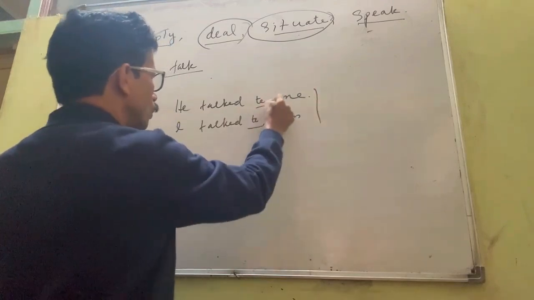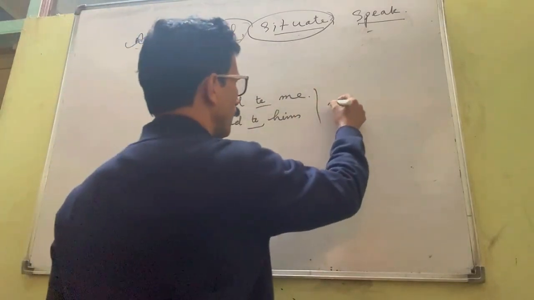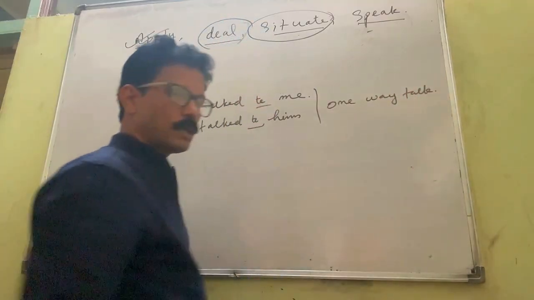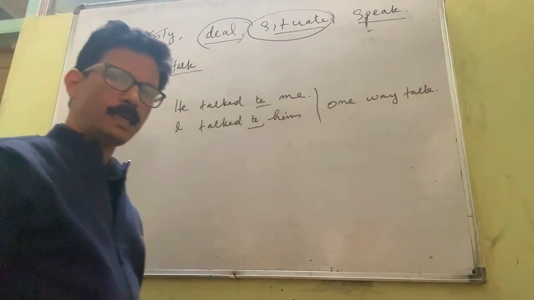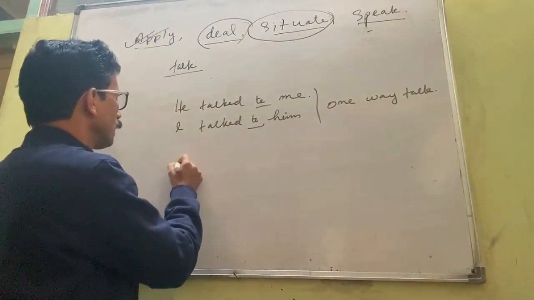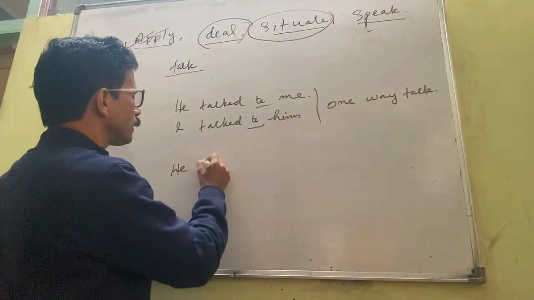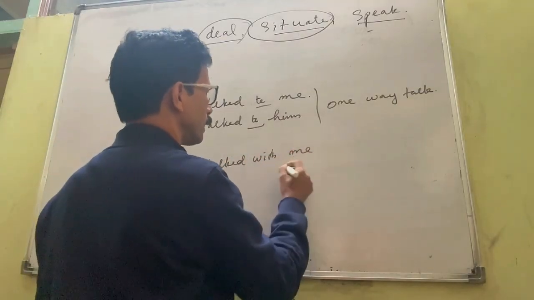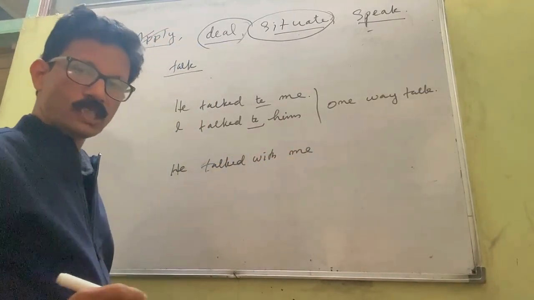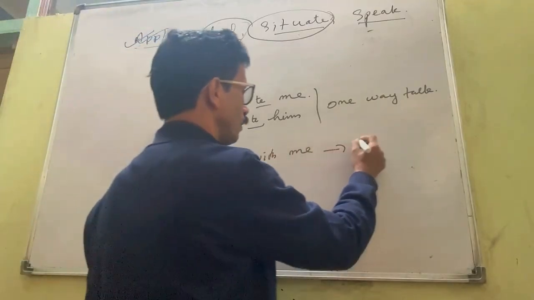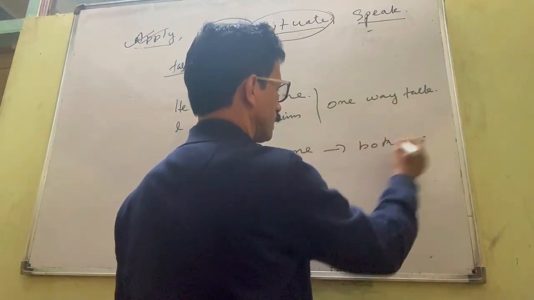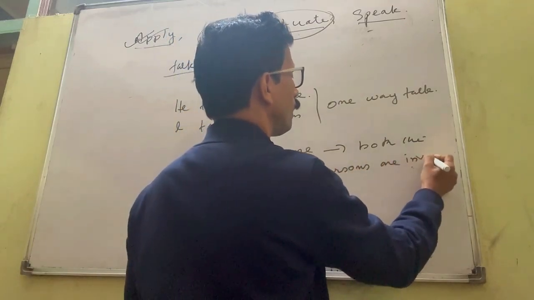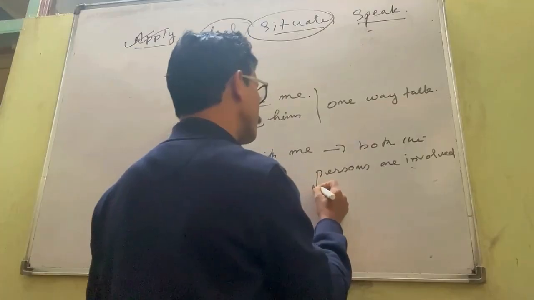When we use to, this is a one-way talk. One person was talking. You understand my point? The other was only a listener. And number two, you see, he talked with me. Talked with me. That means at least two persons are there. Both the persons are involved in the talk.